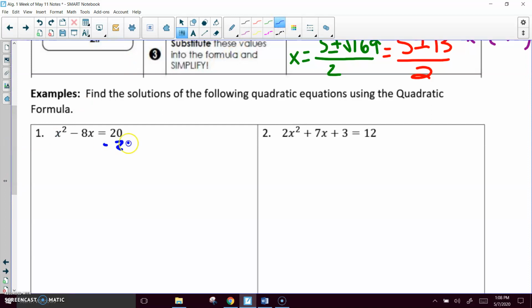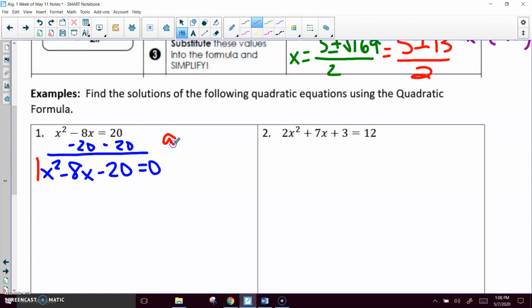So let's bring the 20 over. The 20 is not a like term to the x squared and the 8x. So we just write it then as x squared minus 8x minus 20 equals 0. Let's identify our a, b, and c values. My a value is going to be 1. My b value is negative 8. And my c value, negative 20.